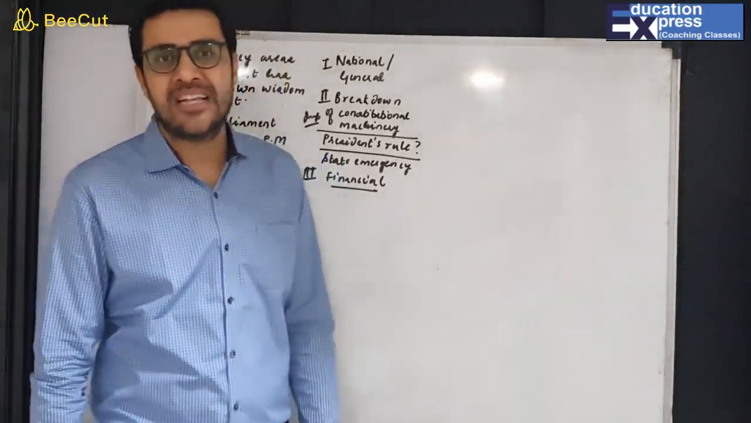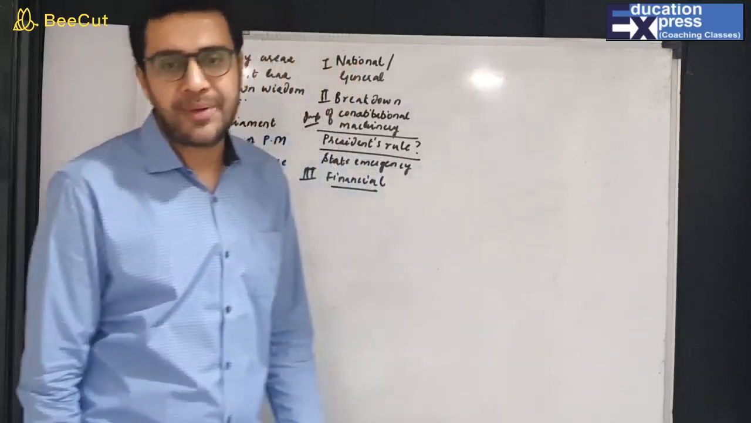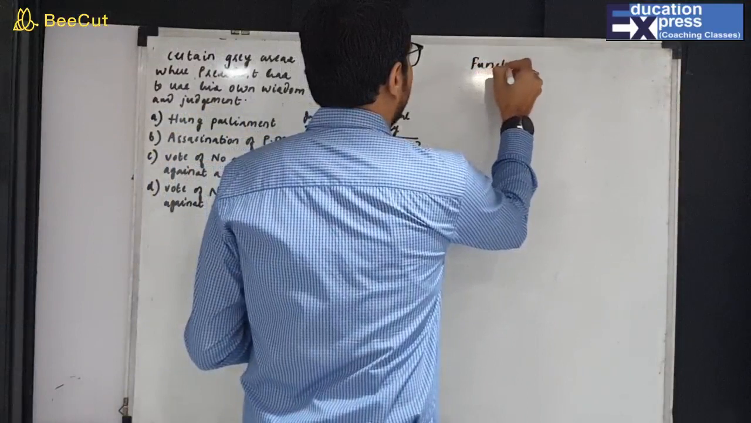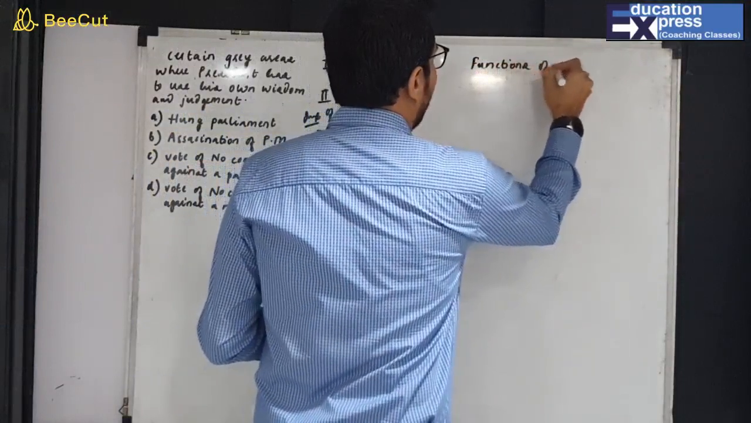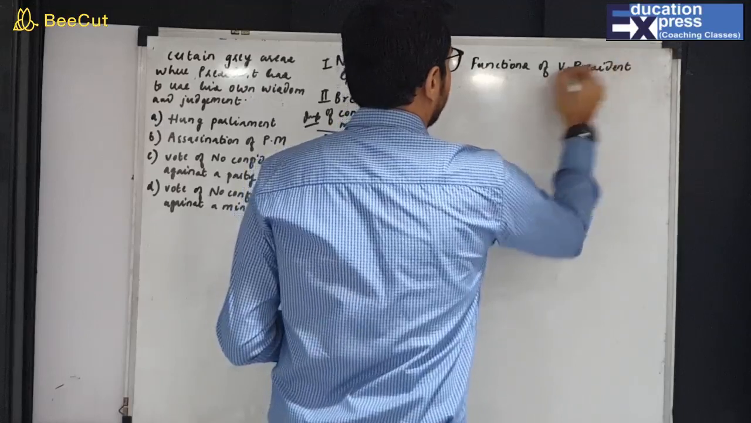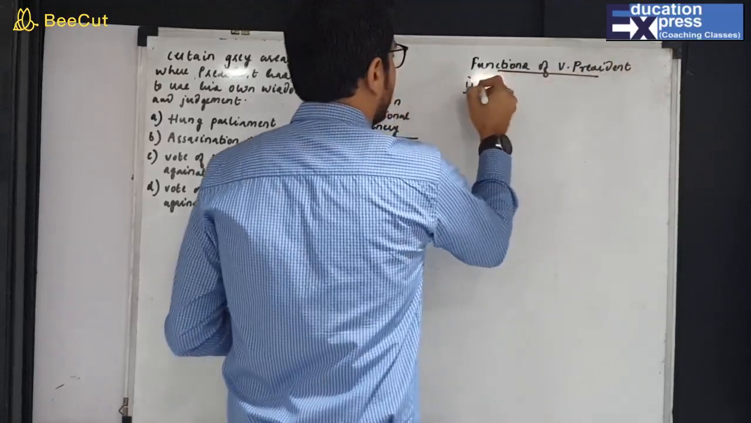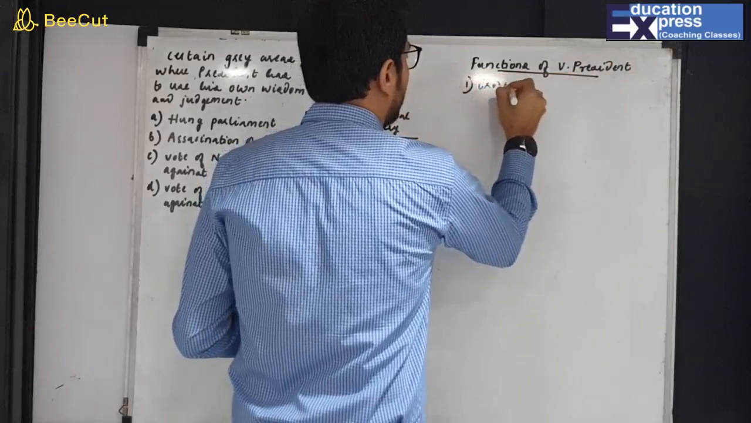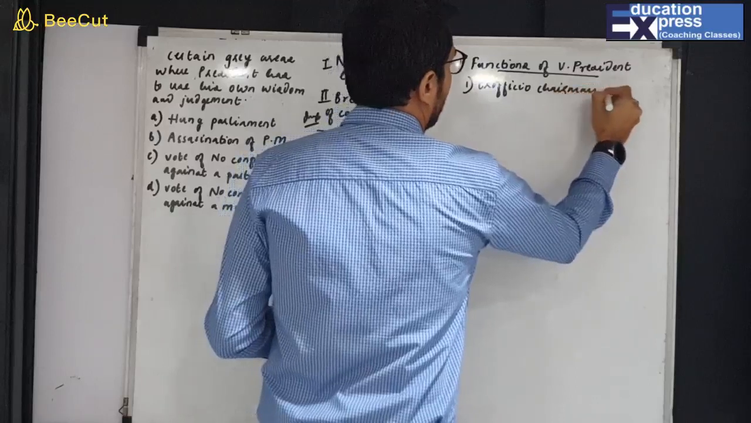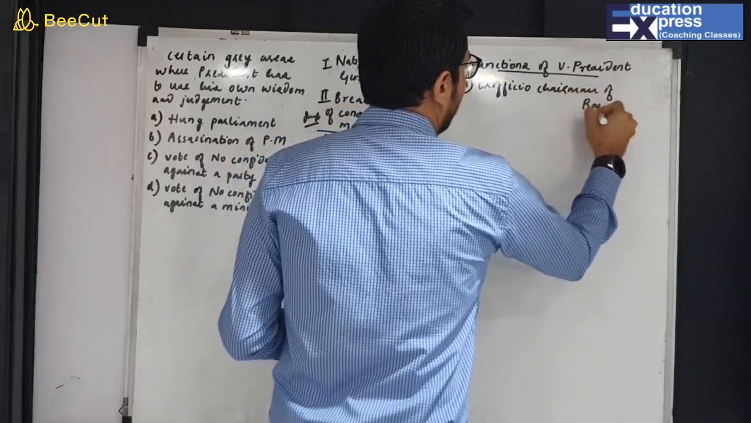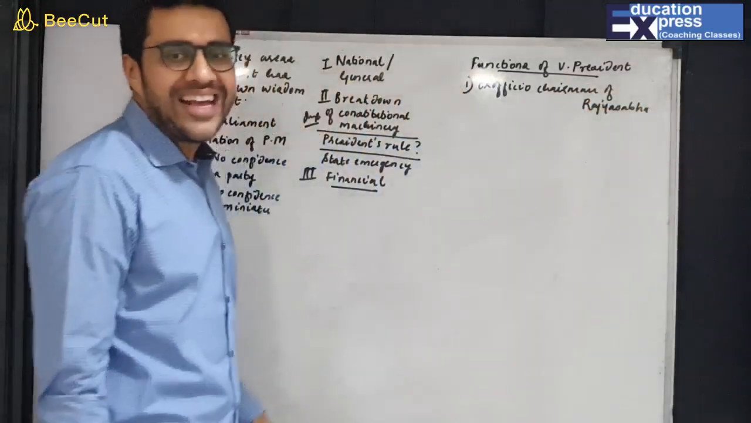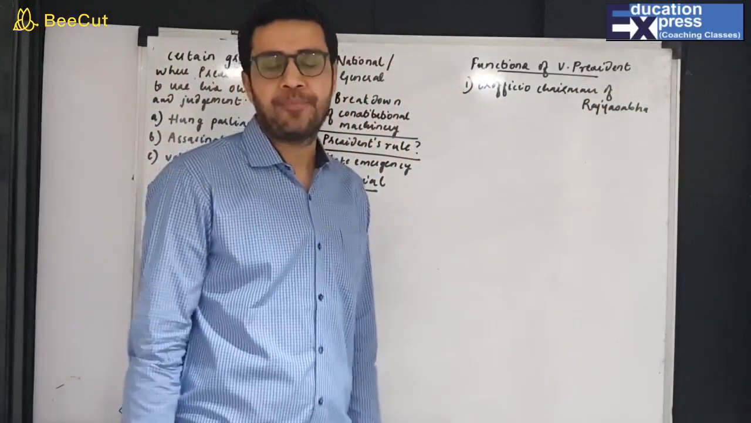And now coming to the last answer, functions of the vice president. Give the functions of the vice president. This answer has come in boards many times. Functions of vice president. First point, ex officio chairman of Rajya Sabha. The vice president is the ex officio chairman of the Rajya Sabha.